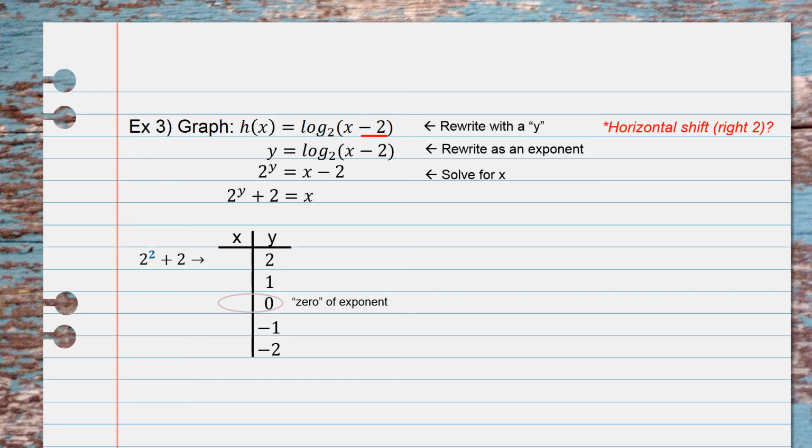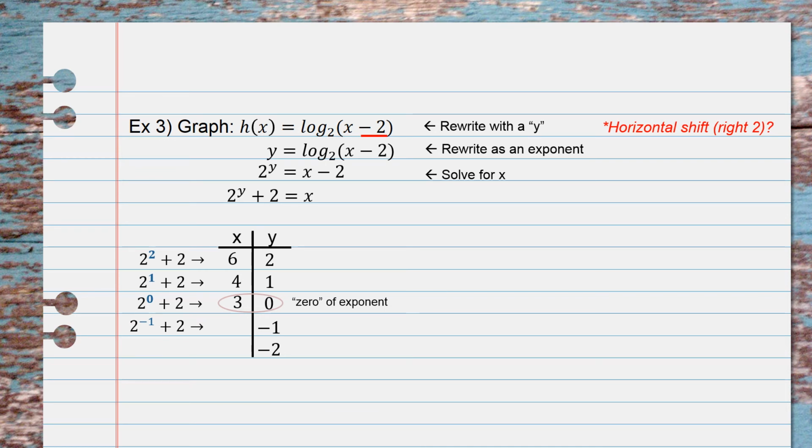We plug in a 2: 2 squared plus 2. Well, 2 squared is 4. 4 plus 2, well, that gives us 6. We now plug in a 1. 2 to the first power is 2, plus 2 gives us 4. Next, plug in a 0, so 2 to the 0 power, which is 1. 1 plus 2, well, that's 3.